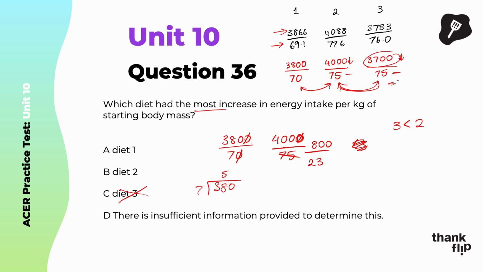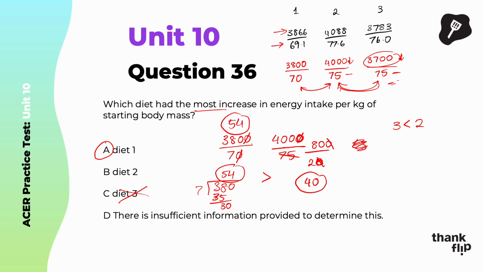So I'm going to do 5. So 35. 3. And that's around 4 approximately. So we have 54 here. And then what I will do here is I'm just going to round this to about 20. And this 40 is the answer that I get. Okay, so here we have 54 versus 40. And so 54 is definitely greater than 40. So we can say that diet 1 has the greatest energy intake per kilogram of starting body mass.